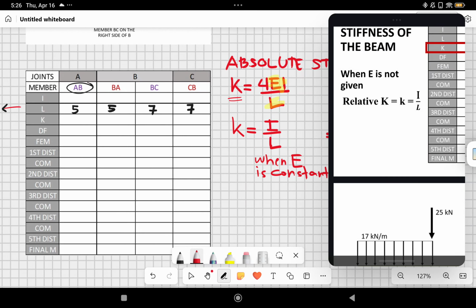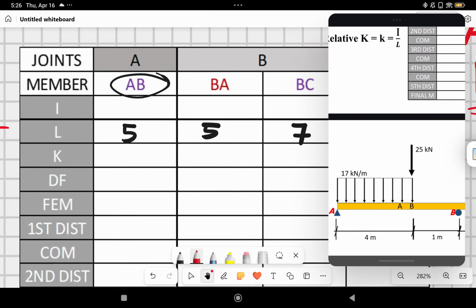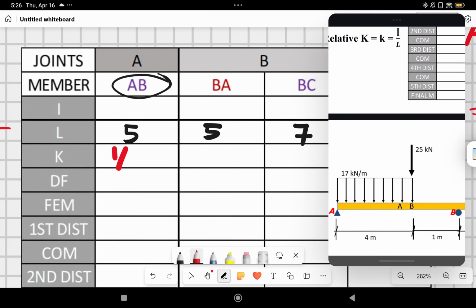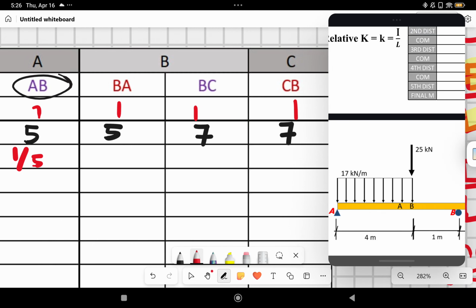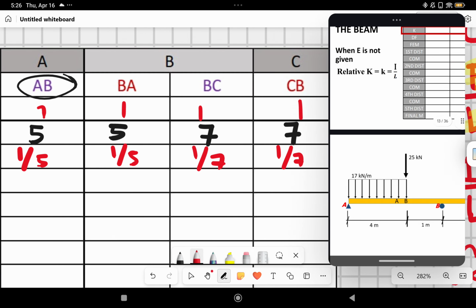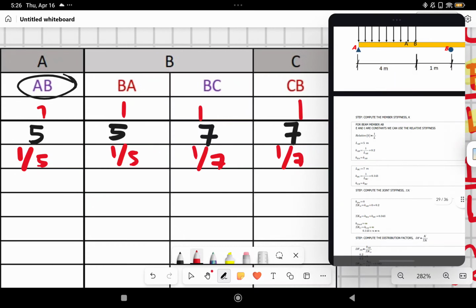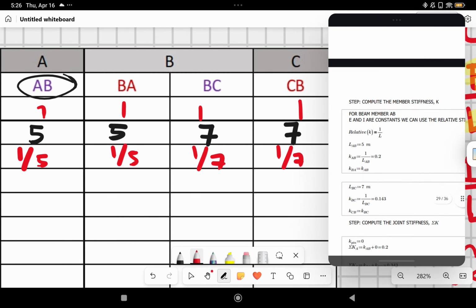So, if we compute, this is equal to 1 over 5. Okay, since I is constant, we can assign I as 1. So that's 1 over 5. This one is 1 over 7 and 1 over 7. Okay, I have computed this here, banda dito. So let me just look here.